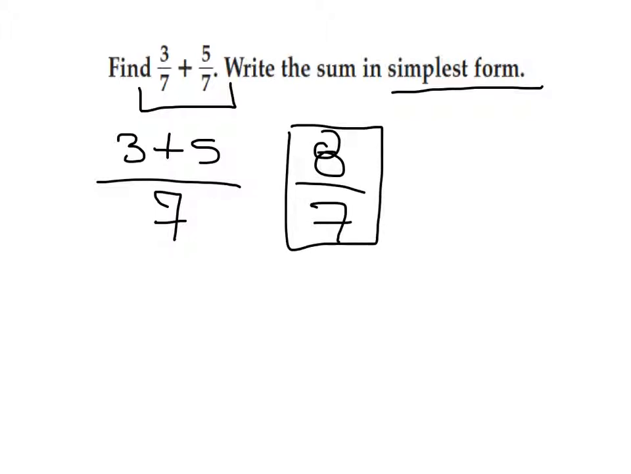Improper fractions are okay, but in some cases, some teachers like to see a mixed number. So 7 can go into 8 one time. The difference between 8 and 7 is 1. That's our numerator. The denominator stays the same.